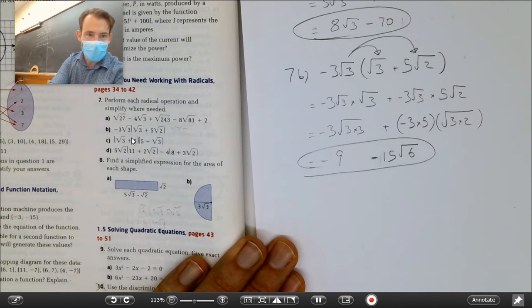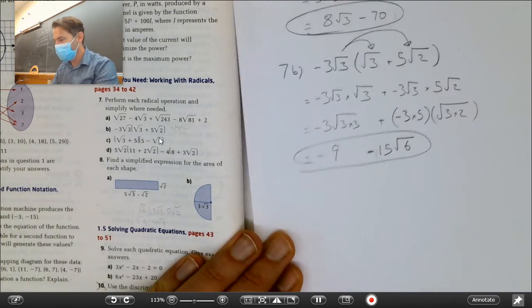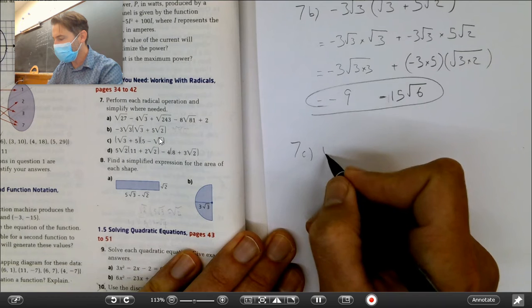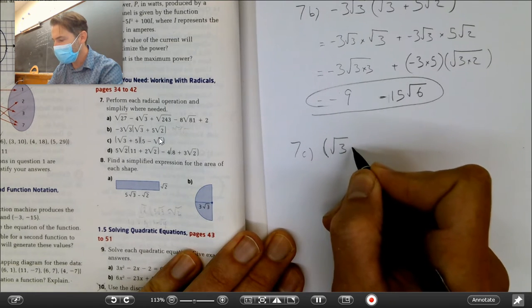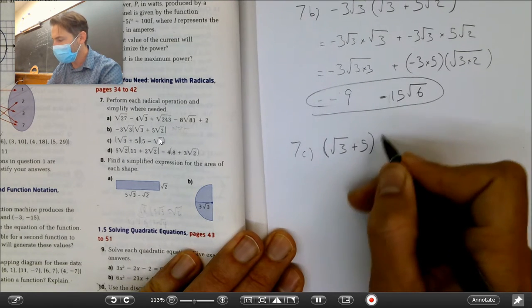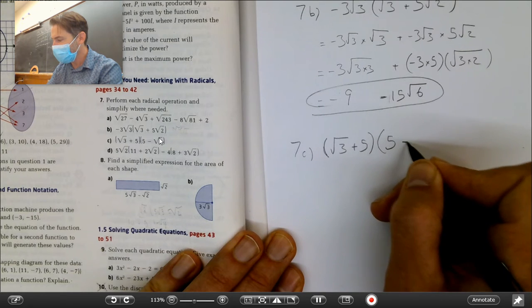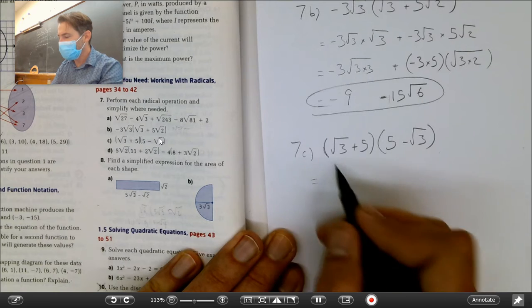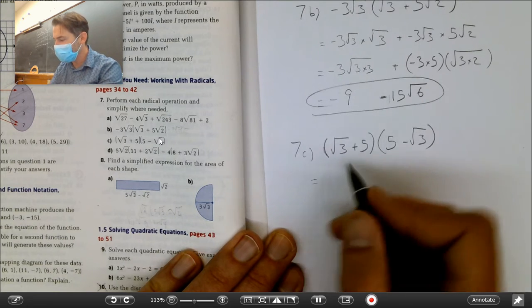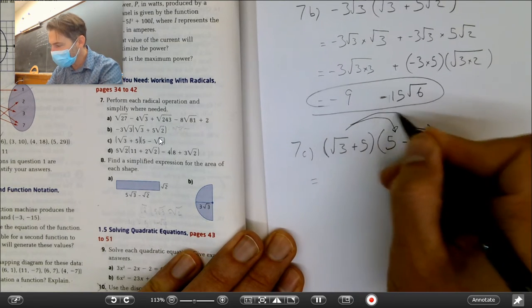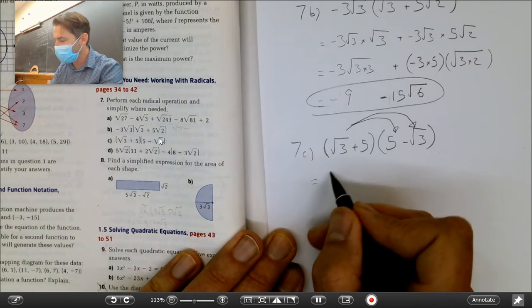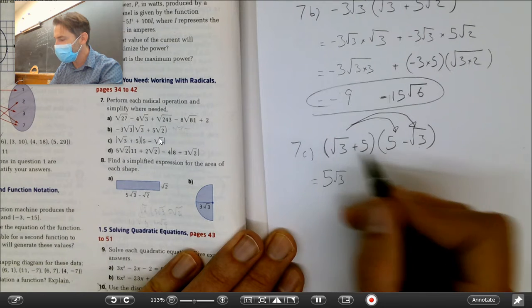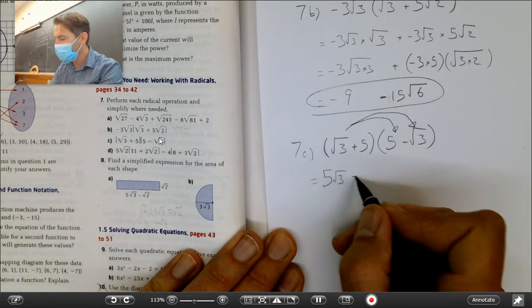All right. This one here, I need to use the FOIL rule. So there, 7c, I would have this bracket, root 3 plus 5 multiplied by 5 minus root 3. Okay, so now let's do that. This is going to be root 3 times 5. So I'm going to do this one and this one here. Root 3 times 5 is 5 root 3 minus 3, because this is root 3 times root 3.